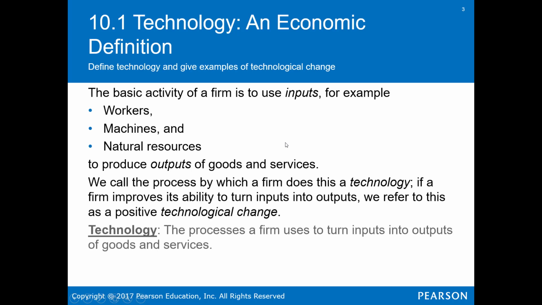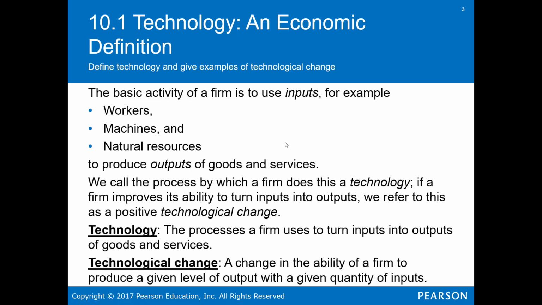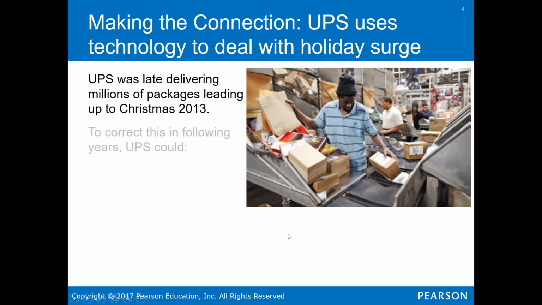The basic activity of a firm is to use inputs, for example, workers, machines, natural resources, to produce outputs of goods and services. We call this process by which a firm does this technology. If a firm improves its ability to turn inputs into outputs, we refer to this as a positive technology change. Technology, by definition, is the process a firm uses to turn its inputs into outputs of goods and services. The technology change is a change in the ability of the firm to produce at a given level of output with a given quantity of inputs.